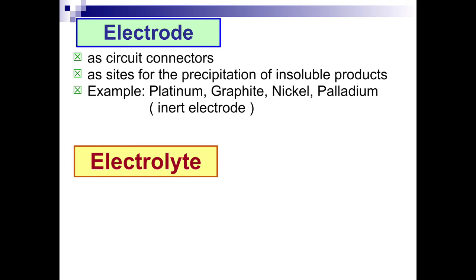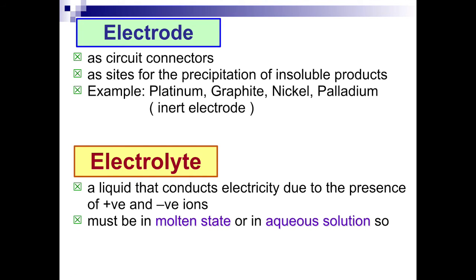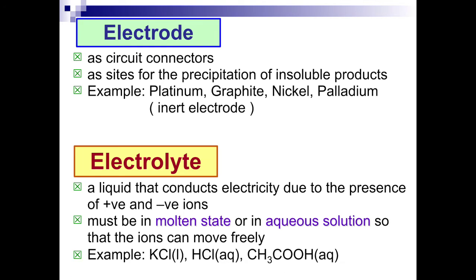As for the electrolyte, it is a liquid that conducts electricity due to the presence of positive and negative ions. The electrolyte must be in molten state or in aqueous solution so that the ions can move freely. For example, KCl, HCl, or CH3COOH. Let's look at how to draw an electrolytic cell.